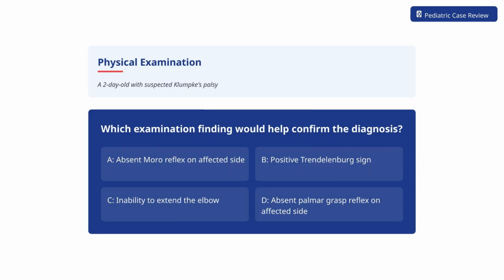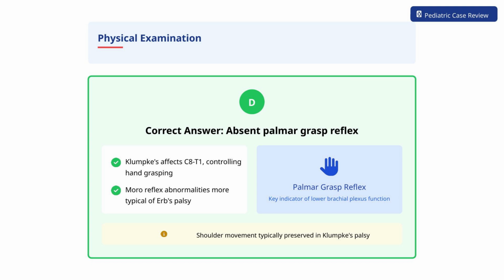A 2-day-old with suspected Klumpke's palsy is being examined. Which examination finding would help confirm the diagnosis? A. Absent Moro reflex on affected side. B. Positive Trendelenburg sign. C. Inability to extend the elbow. D. Absent palmar grasp reflex on affected side. The correct answer is D.